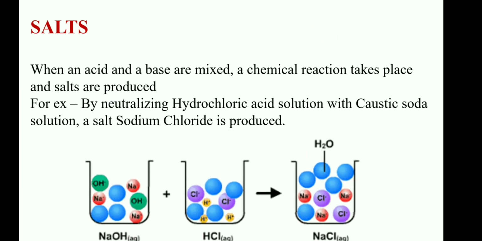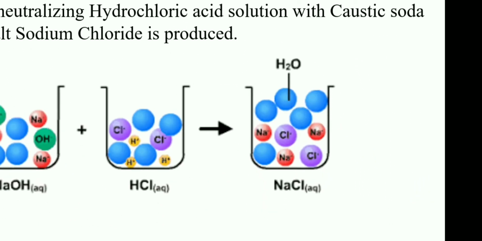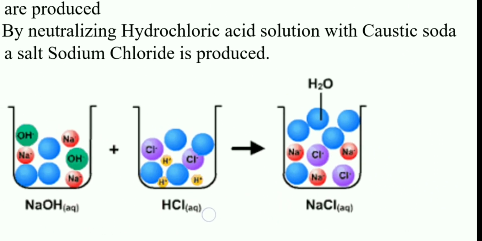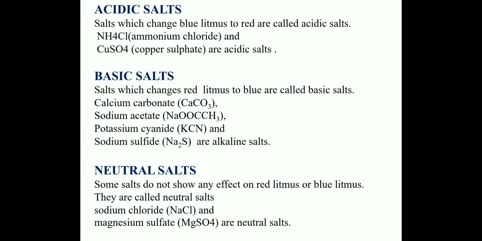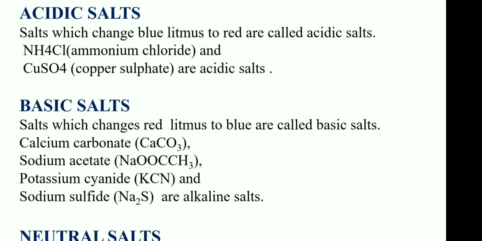As I said, acid and base react to form salts. When an acid and base are mixed, a chemical reaction takes place and salts are produced. In the picture you can see, by neutralizing hydrochloric acid with caustic soda, which is a base, a salt called sodium chloride is formed, plus water. In the next slide, we have some common acidic salts, basic salts and neutral salts.